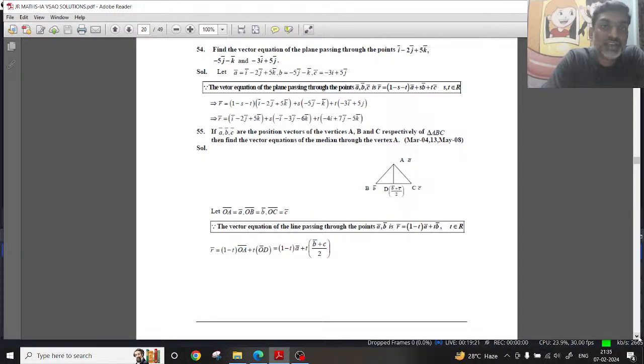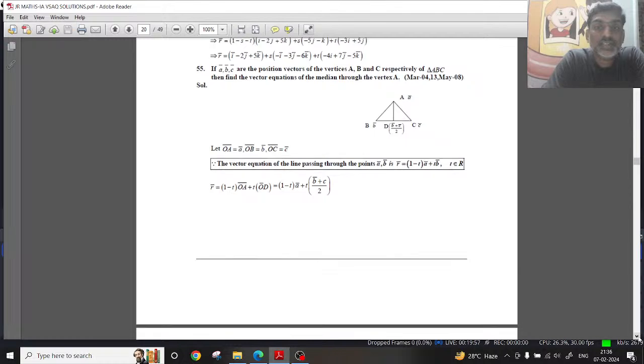Next, question number 55. A bar, B bar, C bar are position vectors of the vertices A, B and C respectively of triangle ABC. Then find the vector equation of the median through the vertex A. So here A is given, B is given, C is given, and what they are asking is also related to vector equation only, sir. The vector equation of the median through the vertex A. So the line is passing through A and passing through the midpoint of BC. So 2 points are given, then the vector equation. What is the vector equation passing through the 2 points? 1 minus T times A bar plus T B bar.